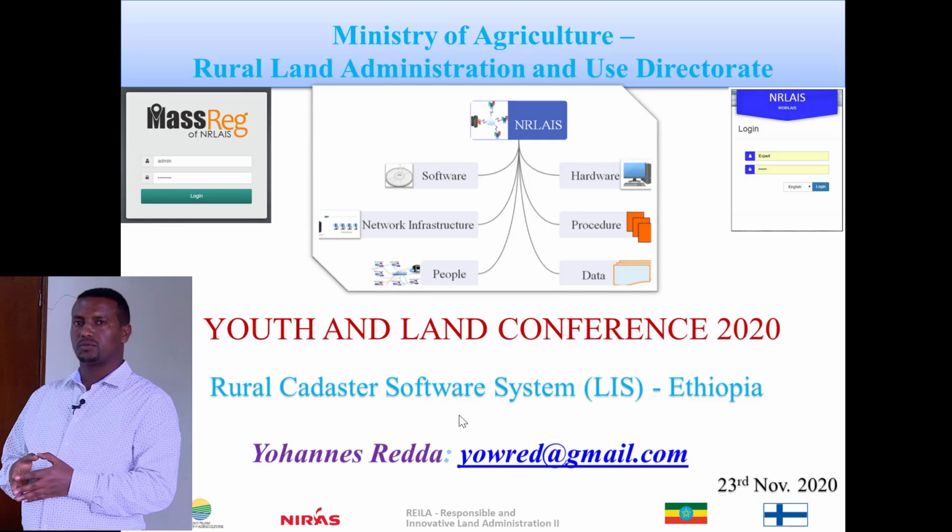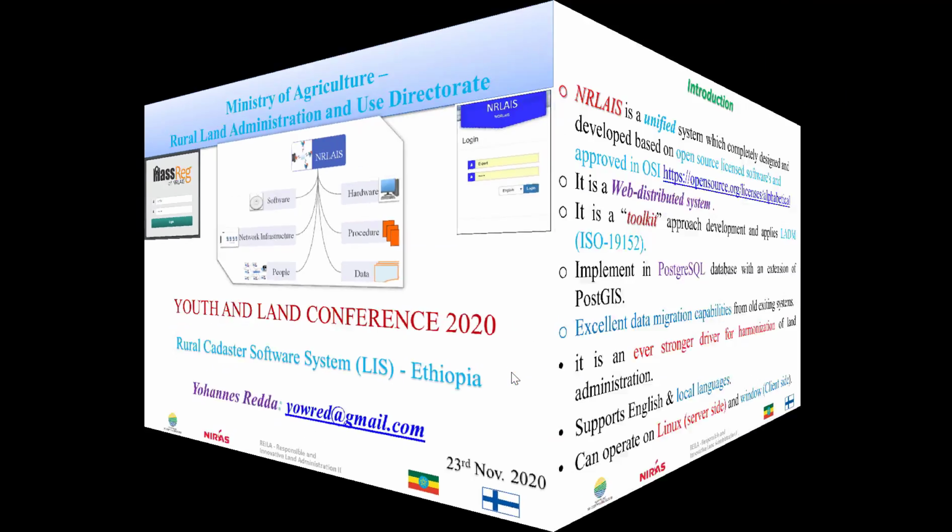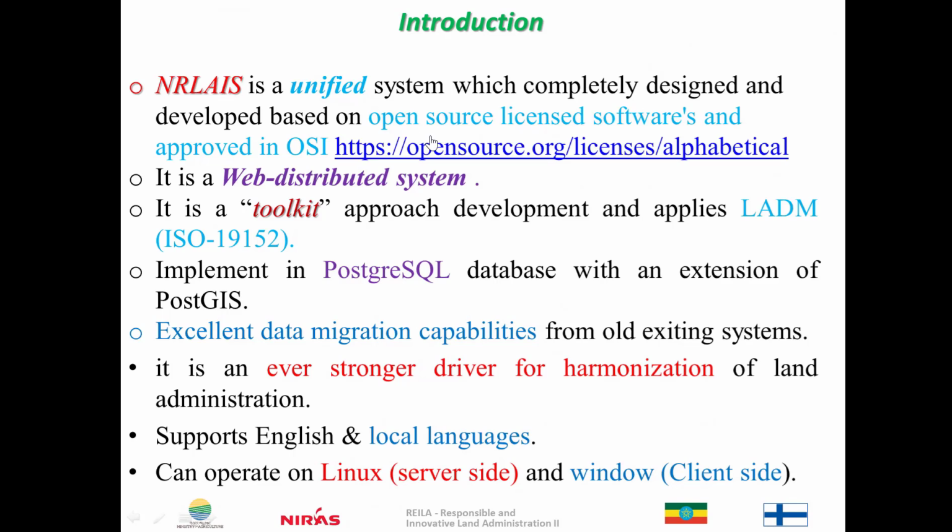I am Johannes Rada from Ethiopia. This is the virtual exhibition on land information system. This land information system is a very comprehensive system and it is developed based on open source technologies. It also applies the Land Administration Domain Model, which is an ISO standard.